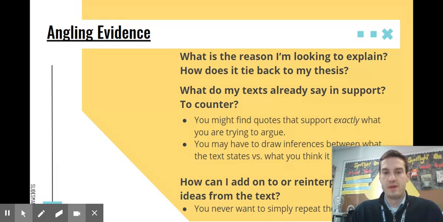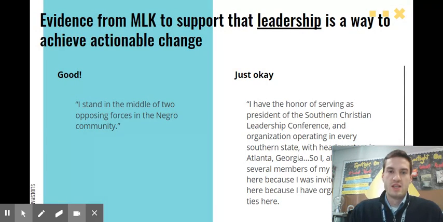Down there at the bottom, it also says you don't want to just repeat in your reasoning. You don't want to repeat the evidence that you provided. You want to continue to elaborate on it. So let's keep looking at this.